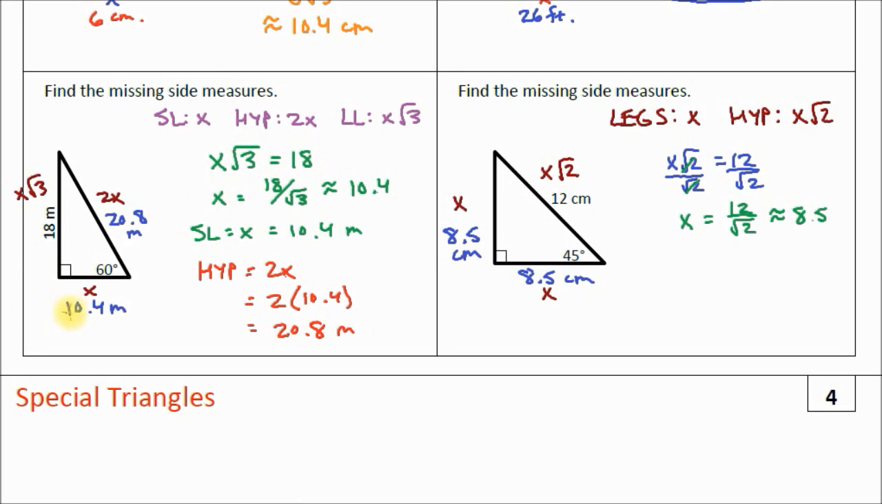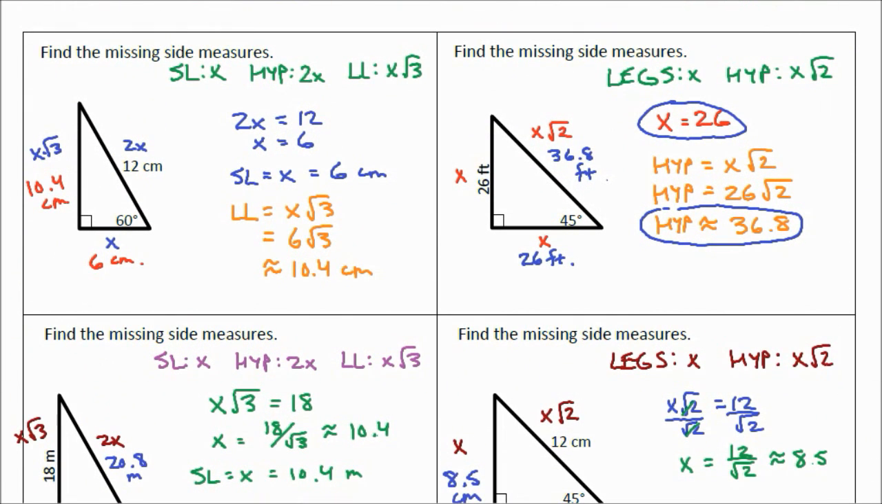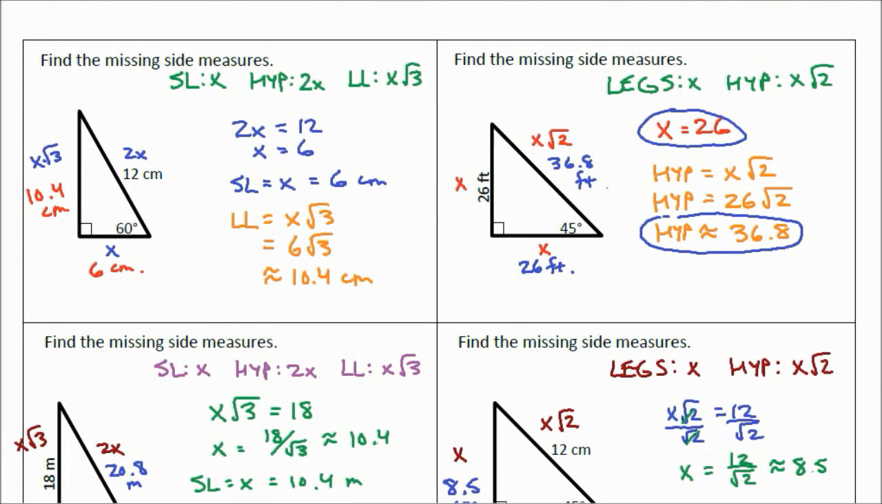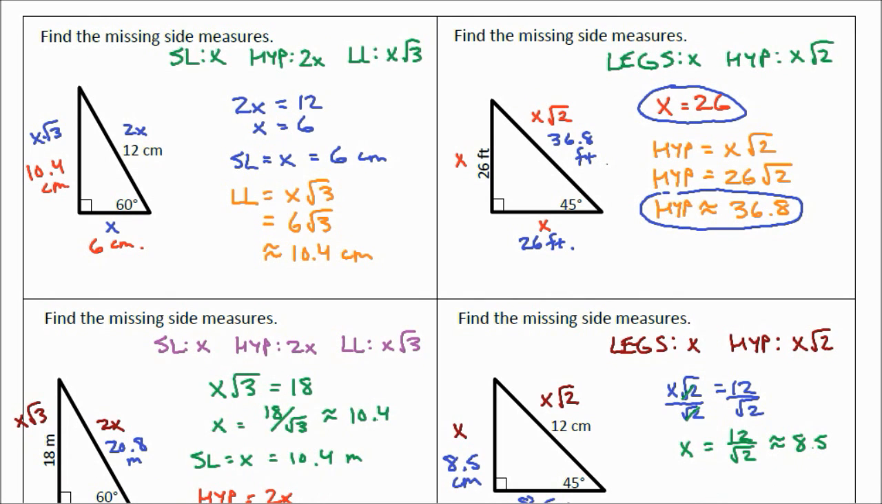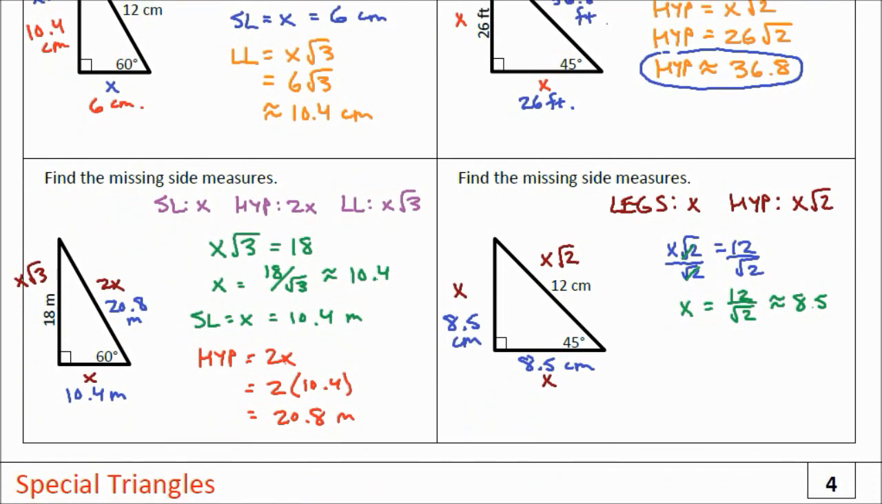Class, if you plugged 10.4 and 18 and 20.8 into the Pythagorean theorem, you'd find there'd be a slight rounding error, but you would find if you did 10.4 squared plus 18 squared, you would get, for the value of c, somewhere around 20.8 with a minimal amount of rounding. So I hope you use these strategies for solving special triangles. If you do it this way, it's very clean, very organized, and it doesn't take a lot of thought to figure out how to find your missing sides.